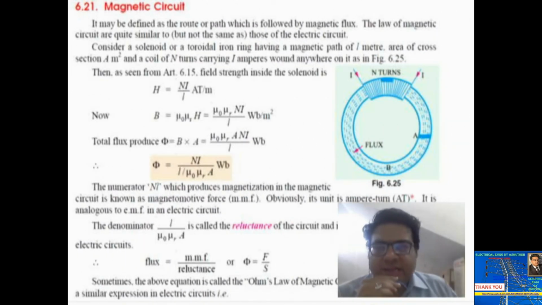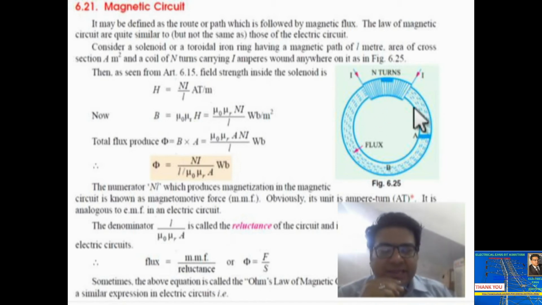So guys, here you can see the example of magnetic circuit is shown over here. This is the circular iron core shown over here, and number of turns. Windings are there wound on this circular ring. N is the number of turns of windings, and I is the current circulated in this winding.